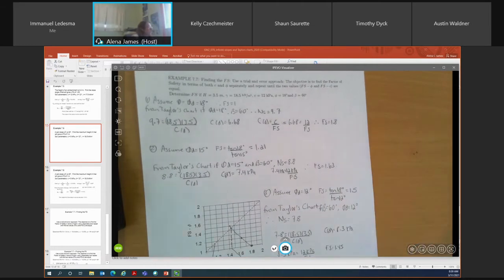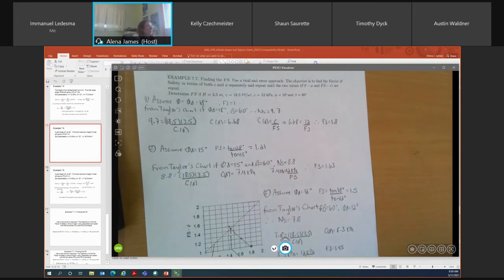Okay, I'm going to work through example problem 7.7. This is the most complicated problem you would see using Taylor's charts. With this example problem, what they're asking you to do is to find the factor of safety for a slope using a trial and error approach. The objective is to find your factor of safety in terms of both cohesion and your friction angle separately, and repeat this until the two values of the factor of safety for your friction angle and your cohesion are equal.